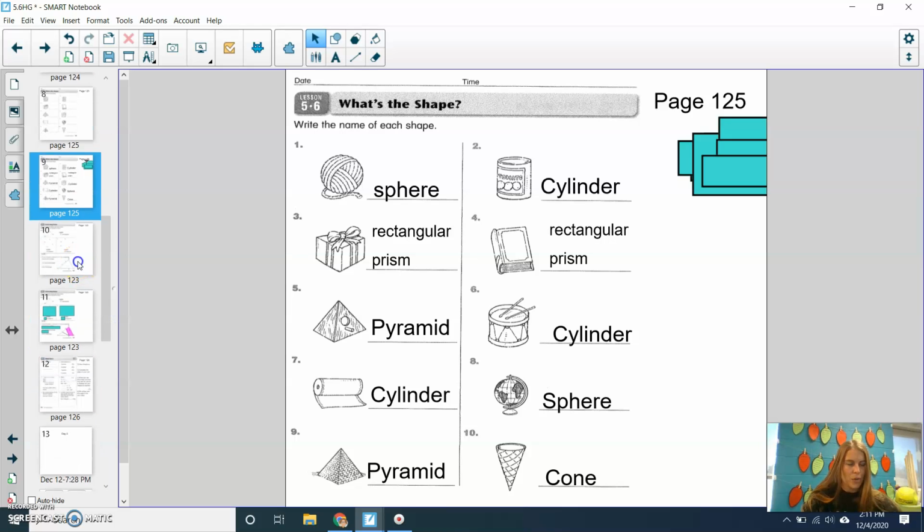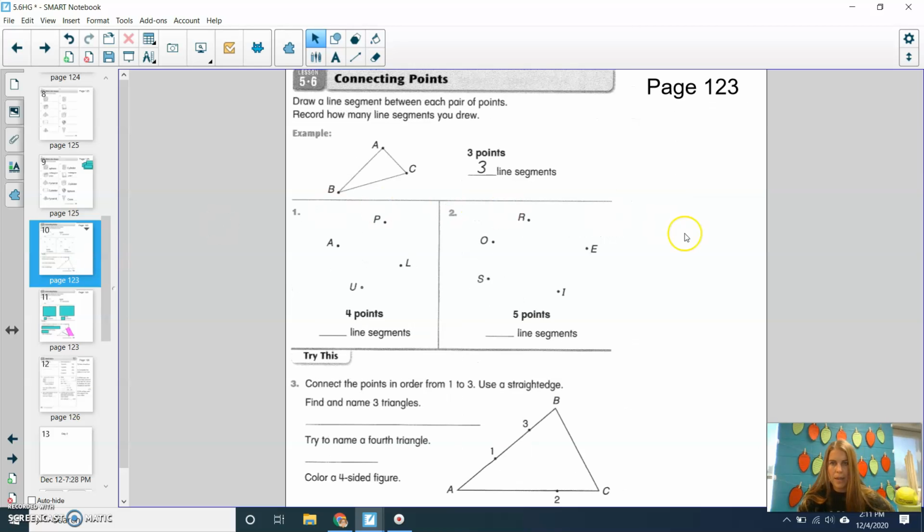We are now going to go back a couple pages to look at page 123. And this is what 123 looks like. So what we need to do, we're going to draw a line segment between each pair of points and record how many line segments you drew. So in the example, we drew a line segment from A to B, from B to C, and then from C to A, giving us a total of 3 line segments.